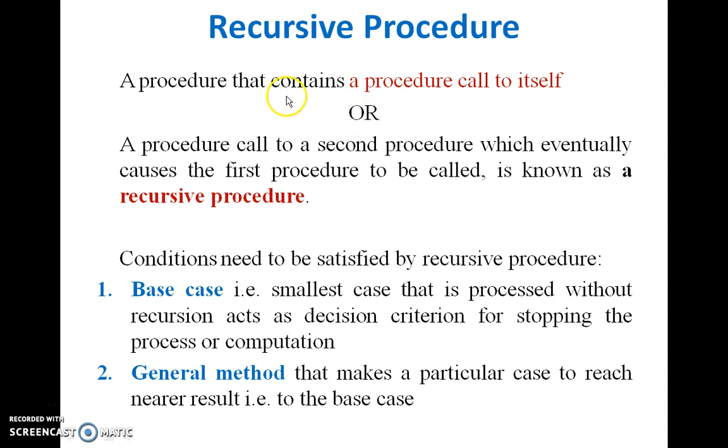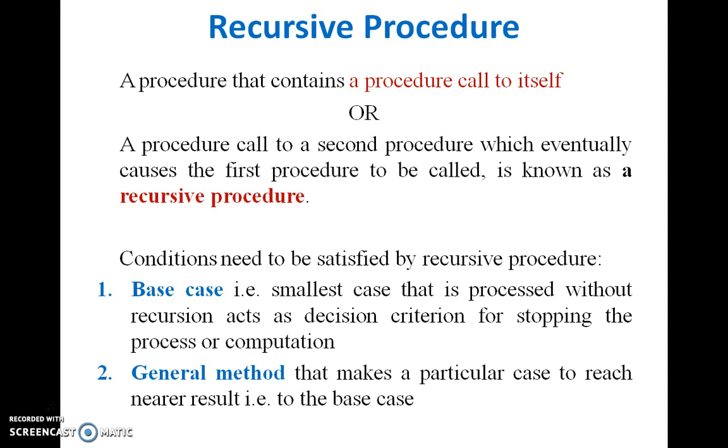A recursive procedure is a procedure that contains a procedure call to itself. So a function calling itself is called recursion. A procedure call to a second procedure which eventually causes the first procedure to be called is known as a recursive call. So what is the other definition of a recursive procedure? The procedure is calling a second procedure, and that procedure again eventually causes the first caller procedure to be called.